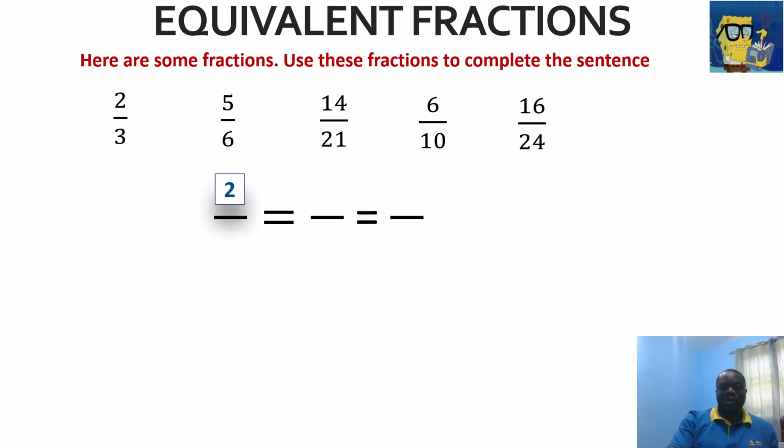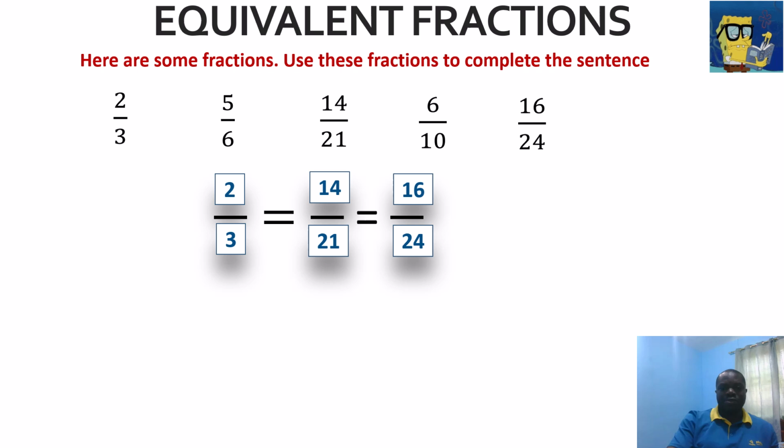So you can have 2 out of 3 being equal to 14 out of 21 and then 16 out of 24. I hope you had it right. Yay, well done. Very, very good. Let's move on.